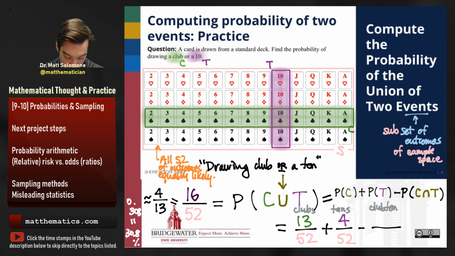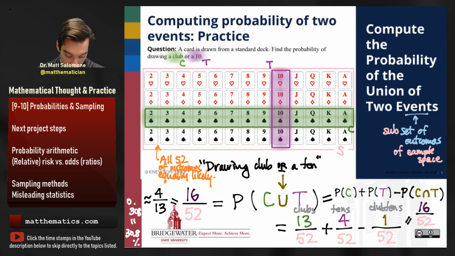Club tens. Well, there's only one card which is both a 10 and a club, and so the numerator there is 1. The denominator is still 52. And sure enough, when I remember to account for that double counting, I add these fractions together. Their denominators are all 52, and so the sum remains a denominator of 52. The numerator is 13 plus 4 is 17, minus 1 is 16. Sure enough, that's exactly what we had when we counted it using brute force.